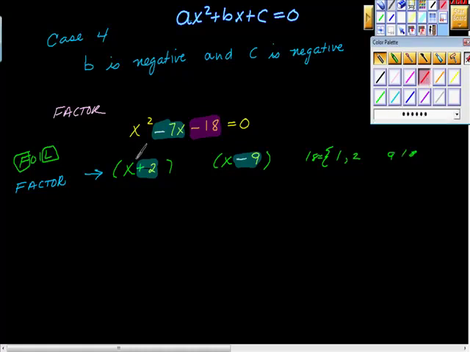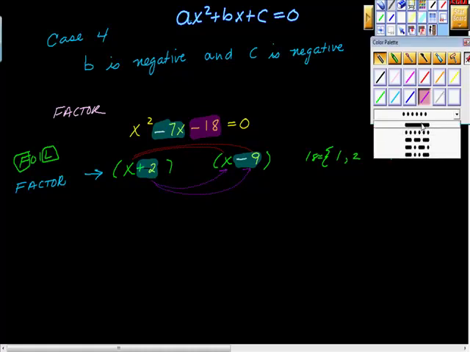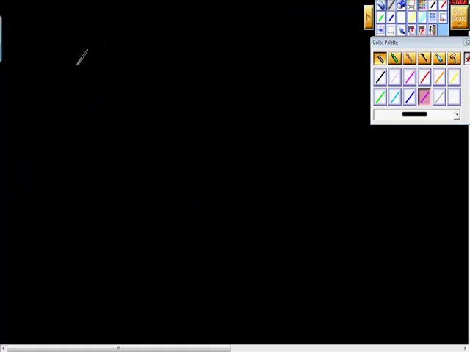I'll outline FOIL again for you: first, outer, inner, last. Okay, we have a minute and a half left, and I'm going to use it, so bear with me, because I want to show you one more thing that could happen. Sometimes we don't have to use the factoring technique that we're using right now. Sometimes we just factor something out.